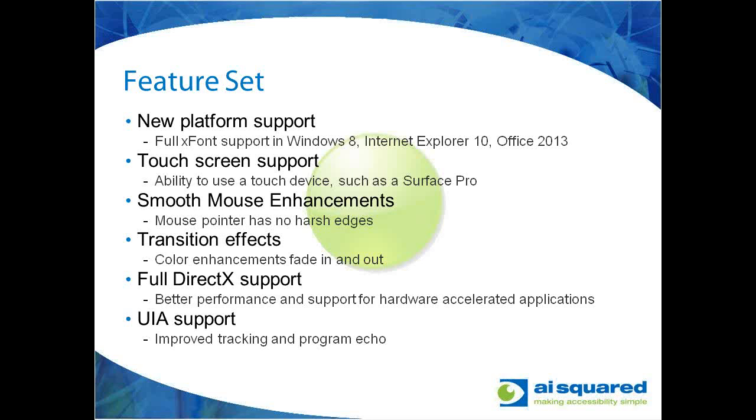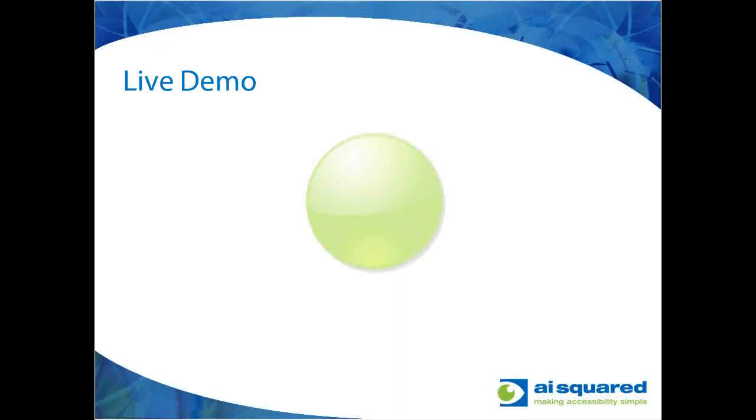Another thing that we're adding is UIA support. Don't worry about the acronym, it's not important, but basically what that means is improved tracking and program echo for various applications within Windows 8. Okay, so that's the full feature set. We're going to jump into the live demonstration now.